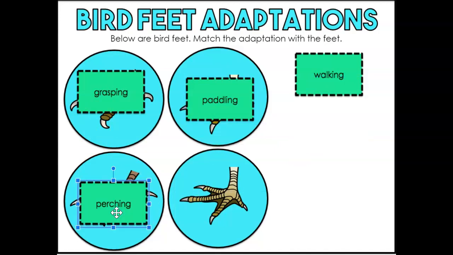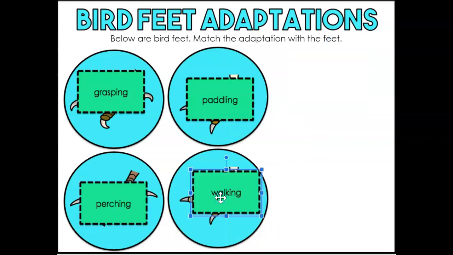Perching is when an animal stands, maybe you've seen birds perch on a telephone pole or a telephone line, and they hold onto it with their feet. So that would be good for perching. And finally, this one has small webs in it and smaller talons, and that would be good for walking.